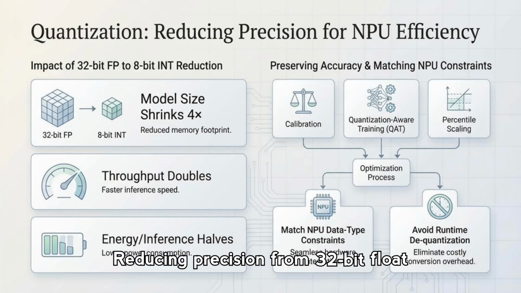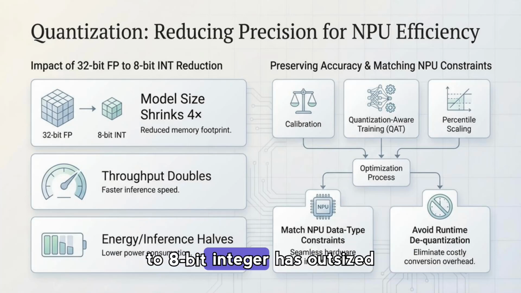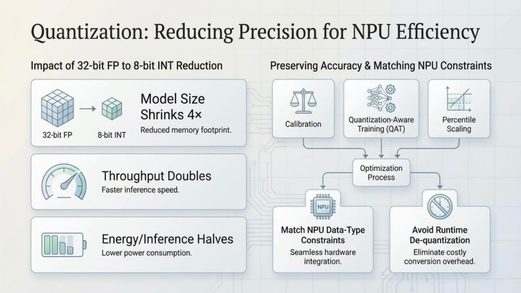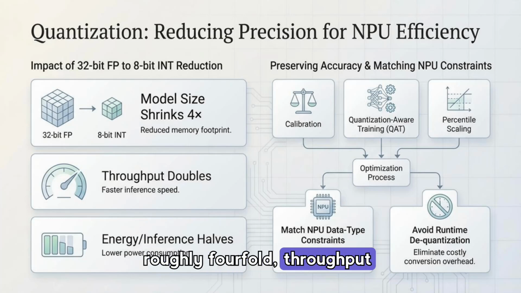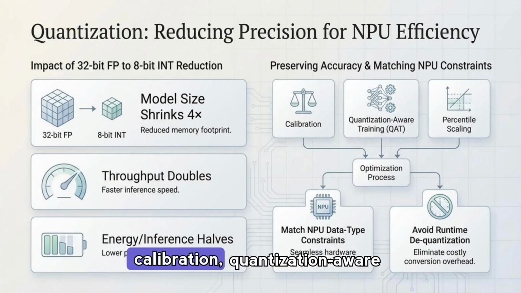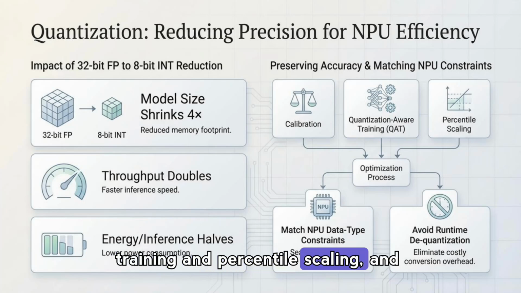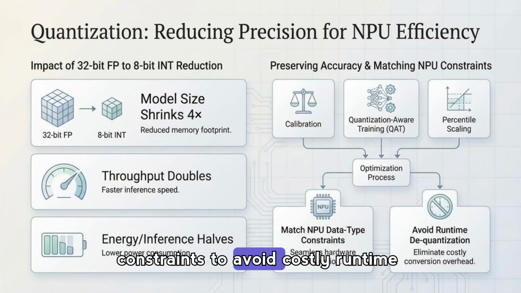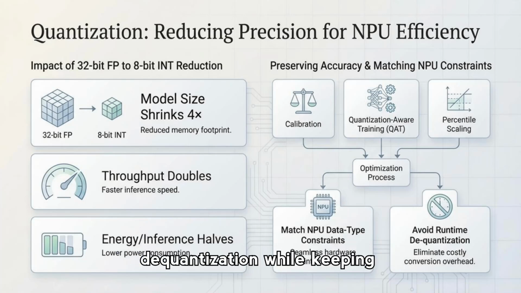Reducing precision from 32-bit float to 8-bit integer has outsized benefits. Model size can shrink roughly fourfold. Throughput typically doubles and energy per inference drops significantly. To preserve accuracy, we use calibration, quantization-aware training, and percentile scaling, and we align data types with NPU constraints to avoid costly runtime dequantization while keeping inference fast and accurate.